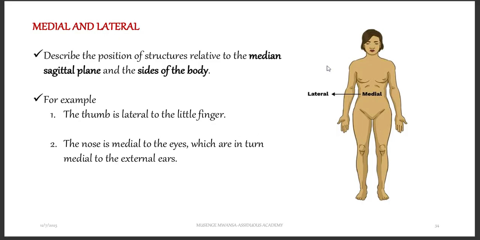For example, when you look at the nose and the eyes, the nose is very much near the middle. So we say the nose is medial to the eyes. Or let's say we compare the breast and the belly button. The belly button is medial to the breast. Or we say the breast is lateral to the belly button. Or let's say we are comparing the breast and the arm. So we say the arm is lateral to the breast. Does that make sense on lateral and medial? Do we get the sense?